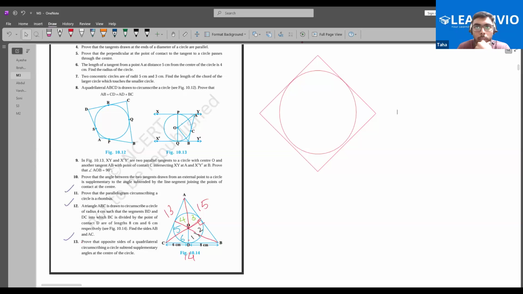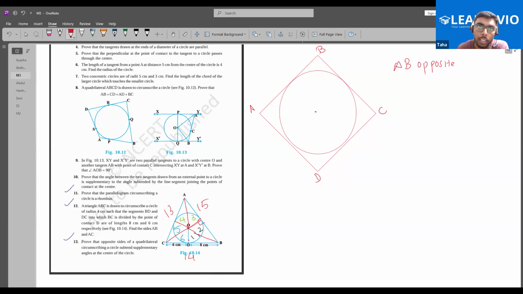All right. So this is a quadrilateral now. What we can see here is that this is A, this is B, this is C, and this is D. Now what we are being told is that AB is opposite to DC. Let's read the question. Opposite sides of a quadrilateral circumscribing a circle subtend supplementary angles at the center.